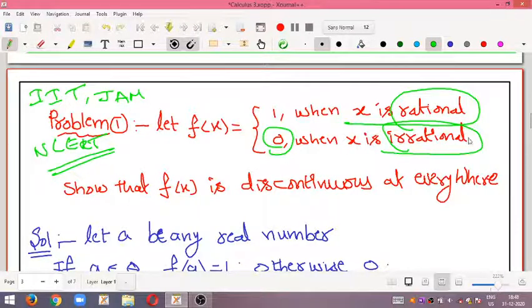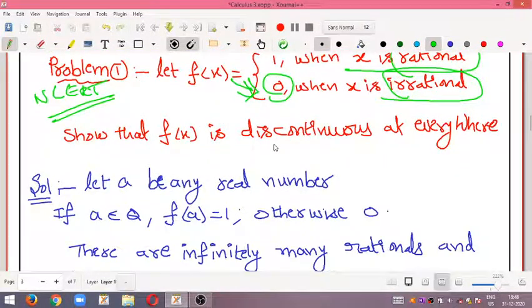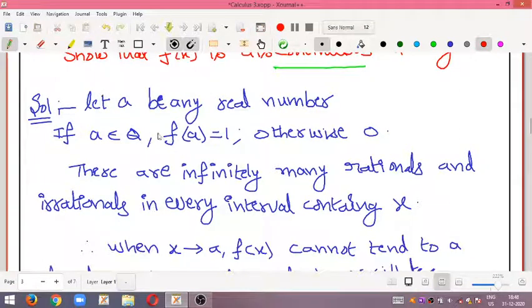That means x is not rational, or x is irrational. Then in that case, what is this value? 0. f of x value is 0. Then we have to show that f of x is discontinuous everywhere, that means not continuous. That is what we want to show. For that purpose, solution.